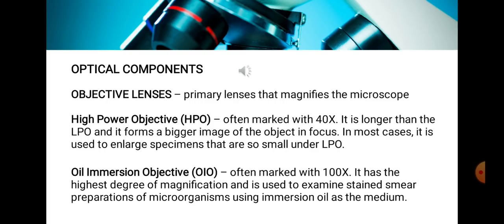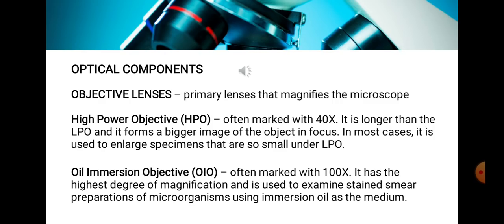We also have our high power objective or our HPO. It is often marked with 40 times magnification. It is longer than the LPO and it forms a bigger image of the object in focus. In most cases, it is used to enlarge specimens that are too small under LPO. The high power objectives are spring loaded. Spring loaded objective lenses will retract if the objective lens hits a slide, which will prevent damage to both the lens and the slide.